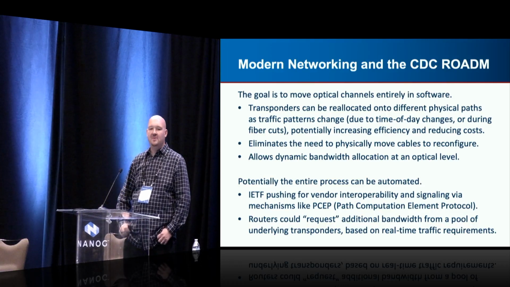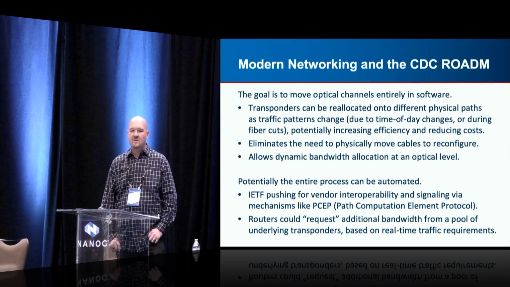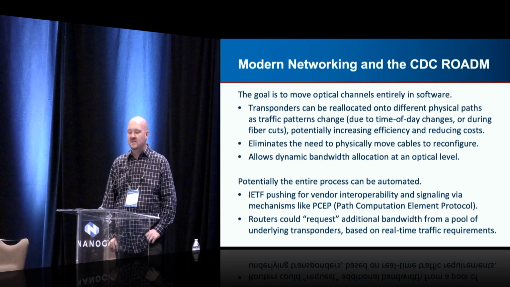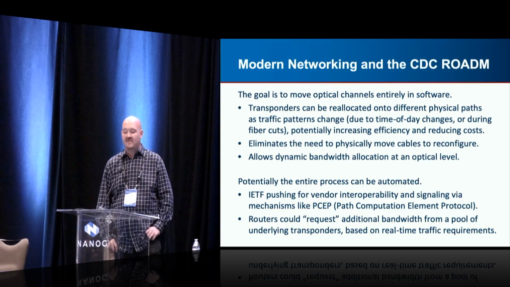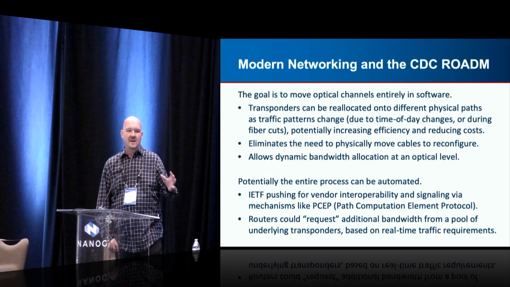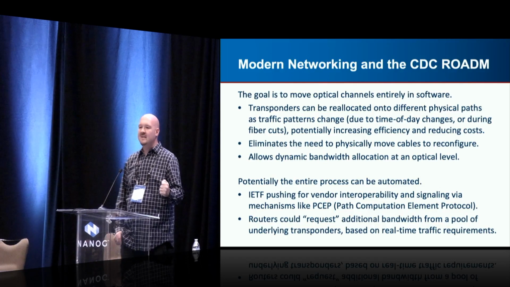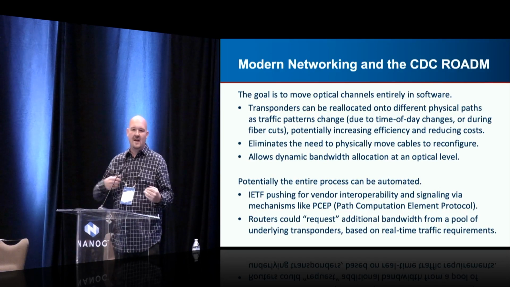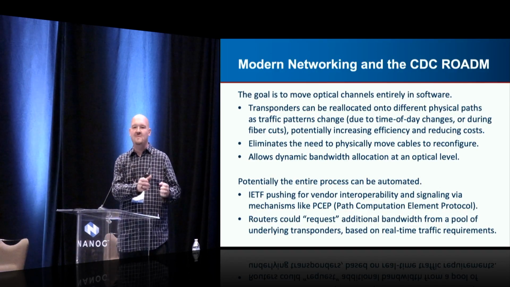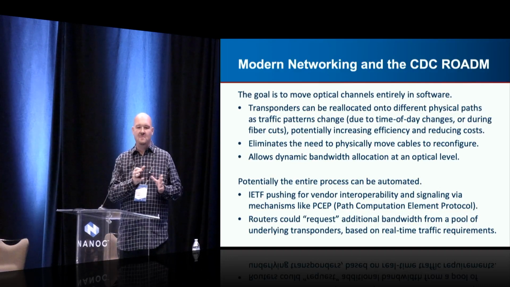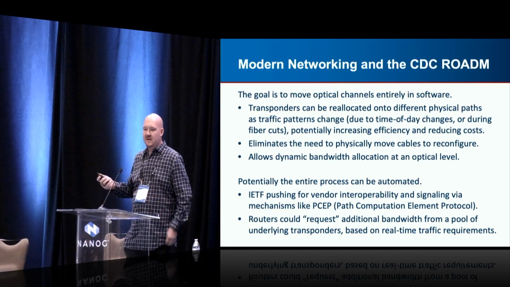It lets you go out and do this dynamically in real time based on changing conditions. So there is a lot of standardized work going on in the IETF. There's something called PCEP, the Path Computation Element Protocol, where you can have your network tell your optical layer, I need this amount of capacity. It looks like I'm sending this much. Please reserve me this amount of capacity. And the optical layer will go out and map, dynamically move around and reserve that capacity.